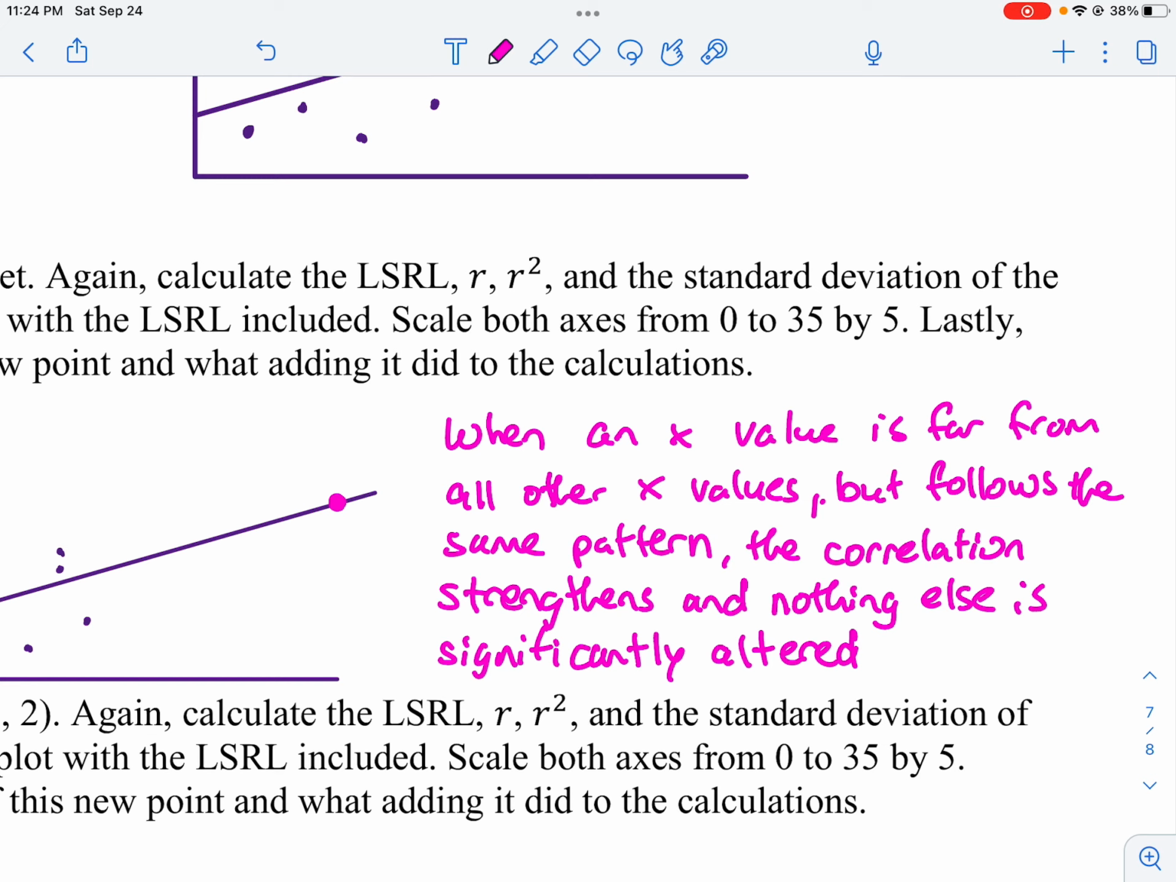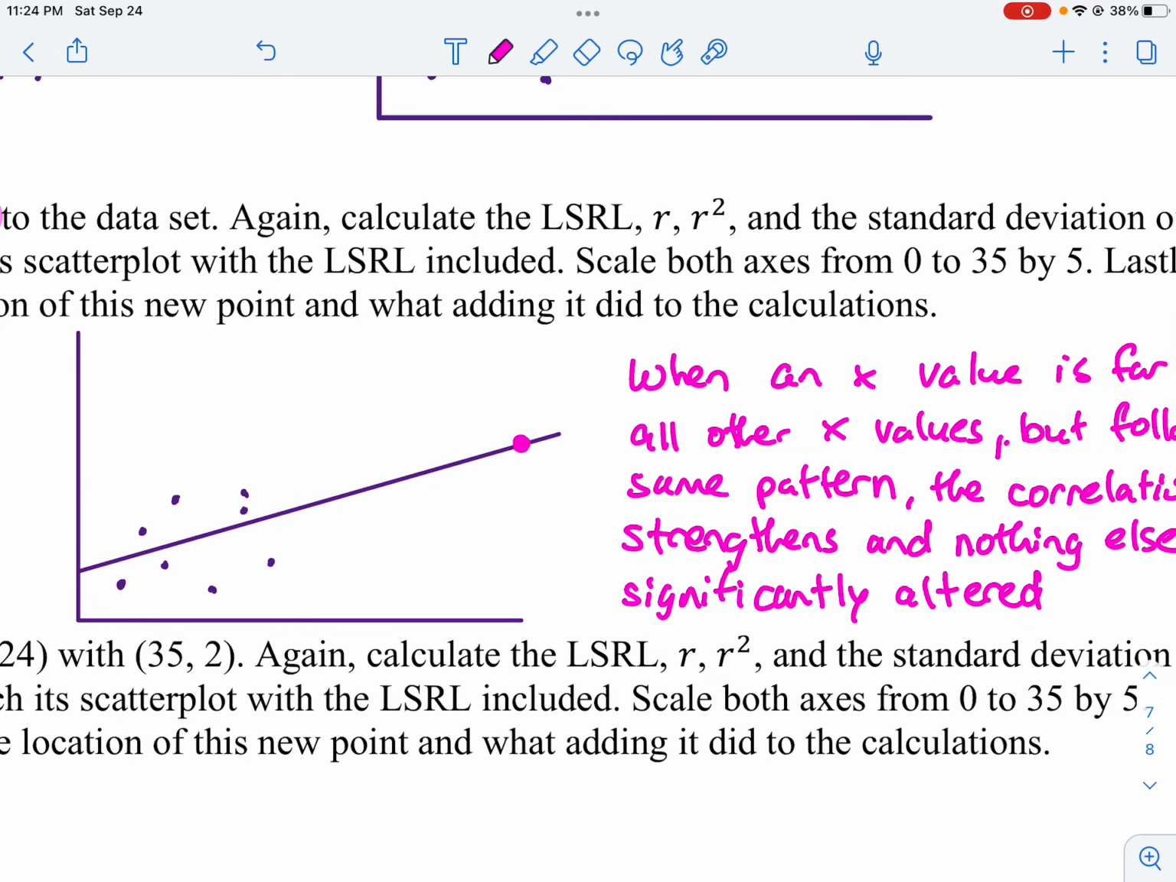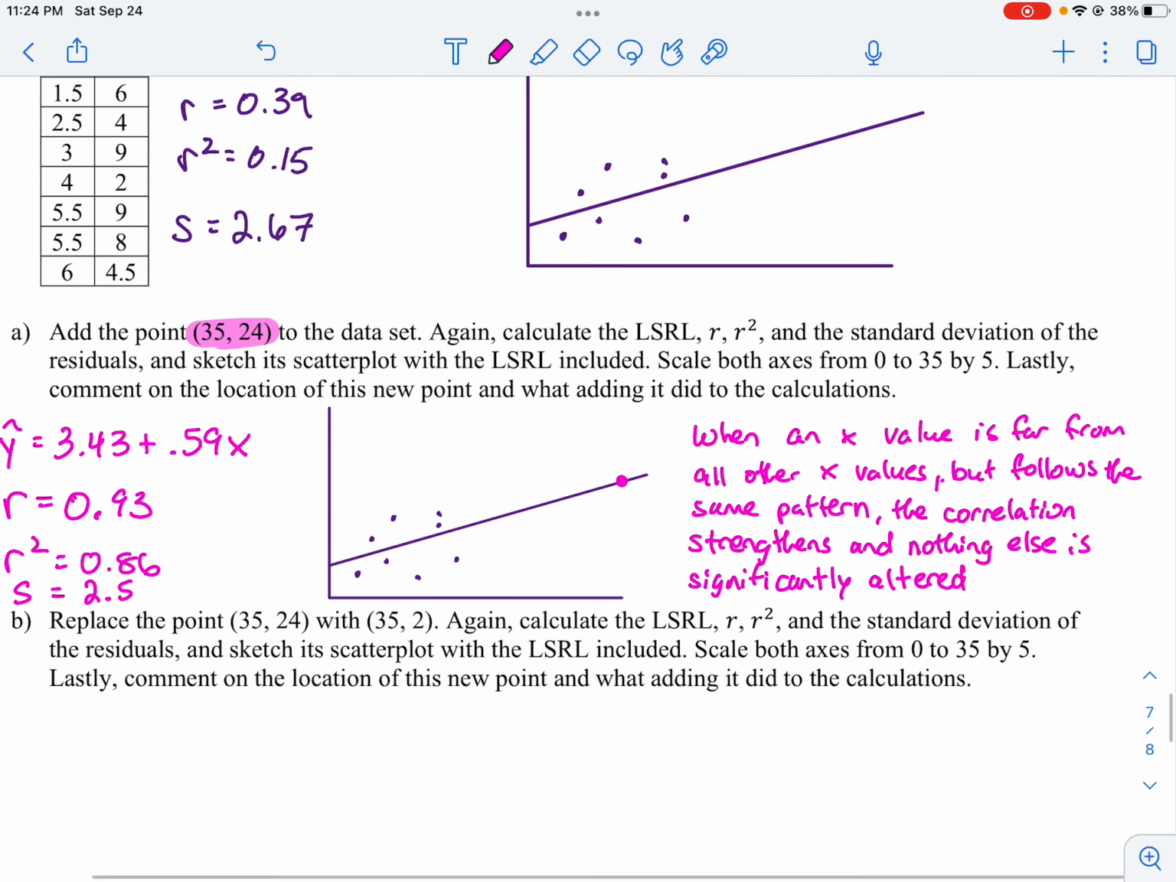Here's kind of an outlier value, right? We want to know what effect do outliers have on this information. Well, if it's still following the same pattern as the rest of the data, then it's not going to affect too much other than it's going to strengthen the correlation big time. Okay? Because it's following the same pattern, we'll notice that it didn't really affect the equation of the least squares regression line, right? The slope didn't need to change. The y-intercept didn't need to change. Okay? So really it's just the correlation.